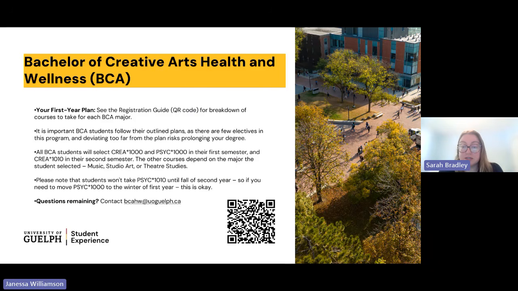Similar to what Cheryl mentioned in applied science, courses are quite staggered in Creative Arts, Health and Wellness, meaning the fall class is a prereq to the winter class and onward. So it's important that you look at the registration guide, and other than the Psych 1000, which I mentioned, you do your best to follow that progression. You will plan Crea 1000 and typically Psych 1000 in your first semester and Crea 1010 in the second. The other courses do change depending on your major. So go check out the registration guide.